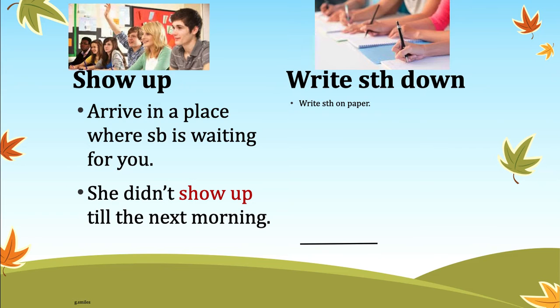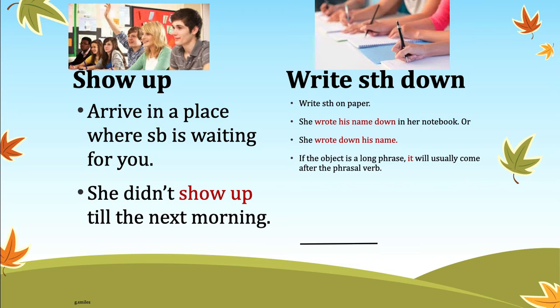Write something on paper or write something down. She wrote his name down in her notebook, or she wrote down his name. We can separate that phrasal verb. Write something down or write down something. If the object is a long phrase, it will usually come after the phrasal verb. She wrote down everything she could remember about him.